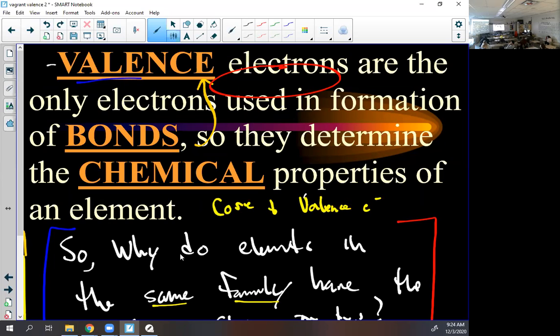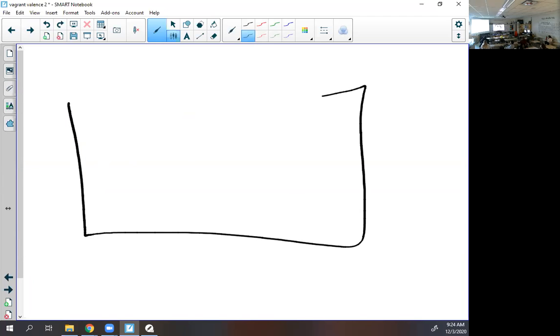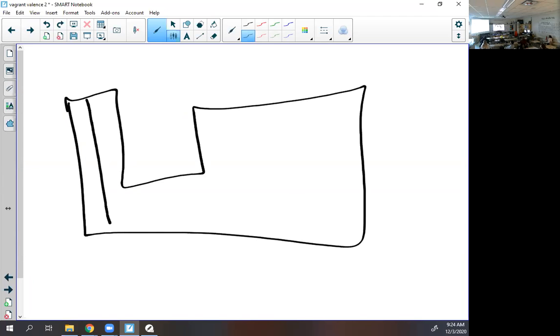Add one more word to that: they have the same number of valence electrons. Everything in family 1 has 1 valence electron. Everything in family 2 has 2 valence electrons. Everything in family 3, this is getting old, but you kind of get the idea. They have the same number of valence electrons.